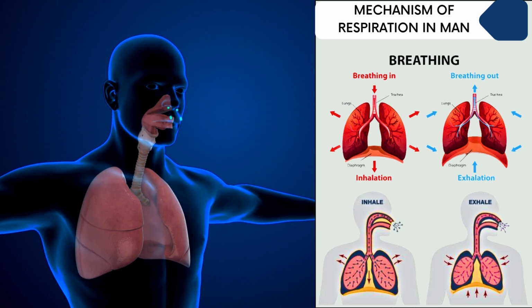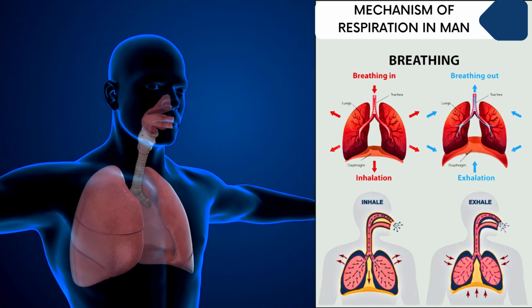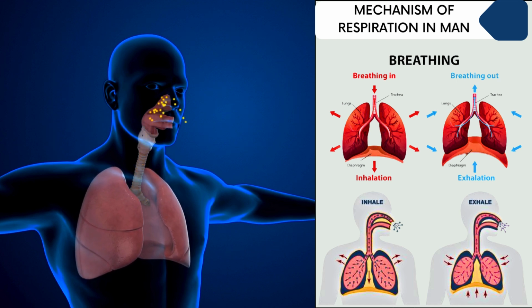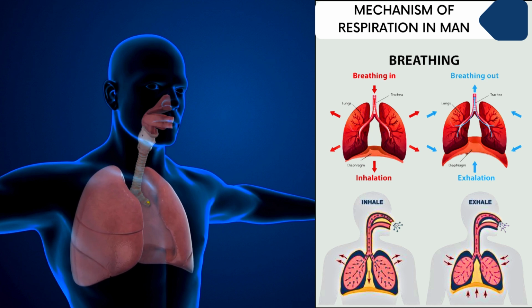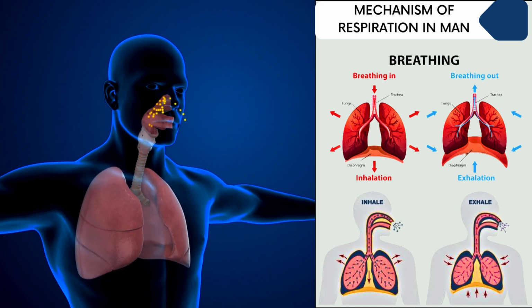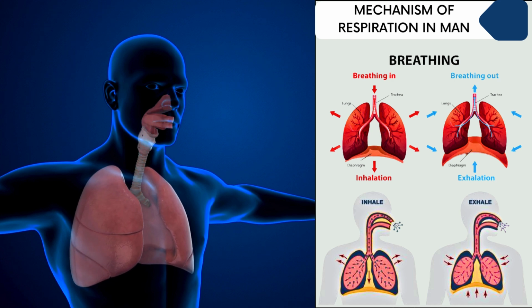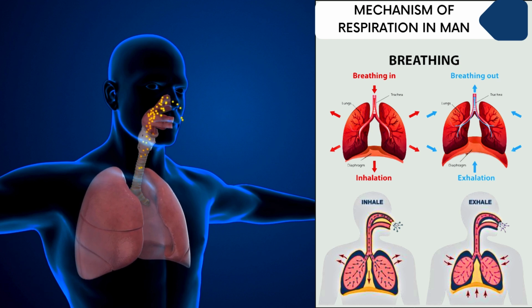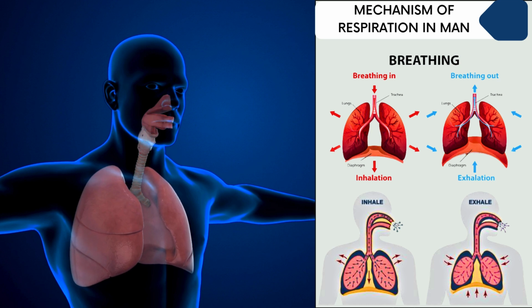Now let's look at the process of expiration, that is breathing out. The following processes are involved during expiration or exhalation in man. Basically, they are all the opposites of what happened during inspiration. So let's look at them. The thoracic cavity first decreases in volume. The diaphragm then relaxes and assumes its dome shape. The intercostal muscles relax. The sternum moves inward. The ribs are moved downward and inward.